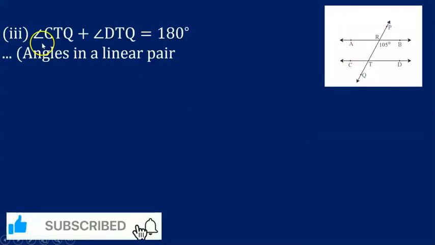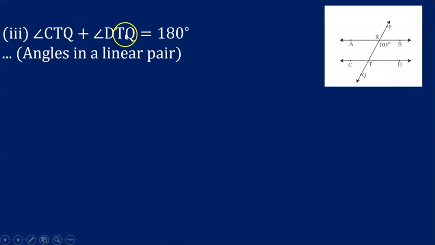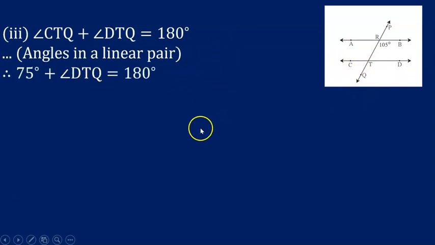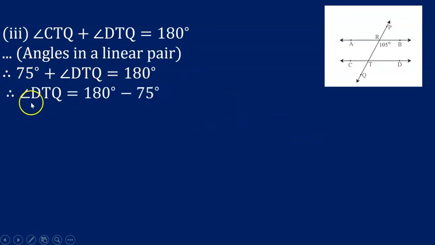Next, measure of angle CTQ plus measure of angle DTQ. CTQ plus DTQ is equal to 180. That is the angles in linear pair. CTQ is 75 plus DTQ is equal to 180. Therefore, measure of angle DTQ is equal to 180 minus 75 degrees.